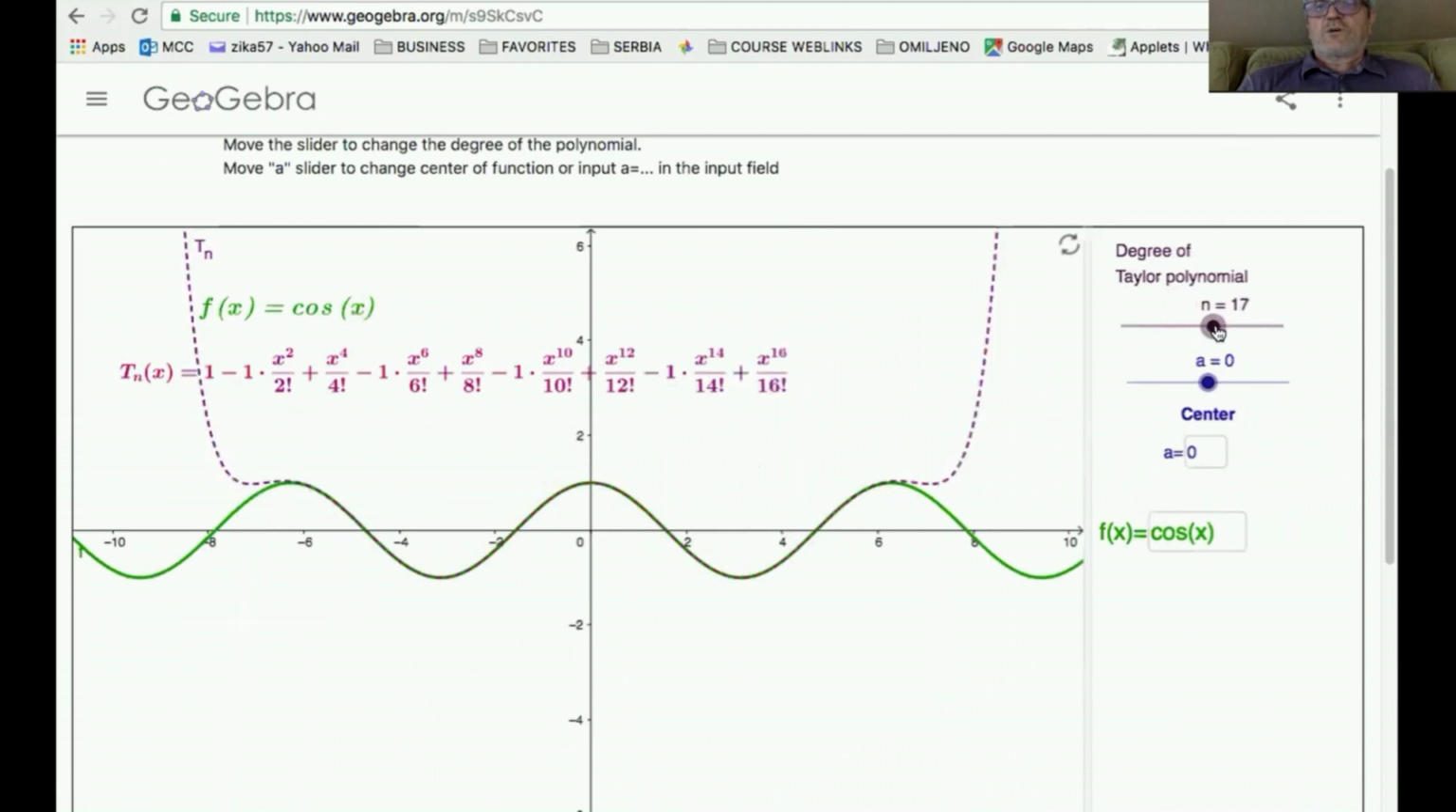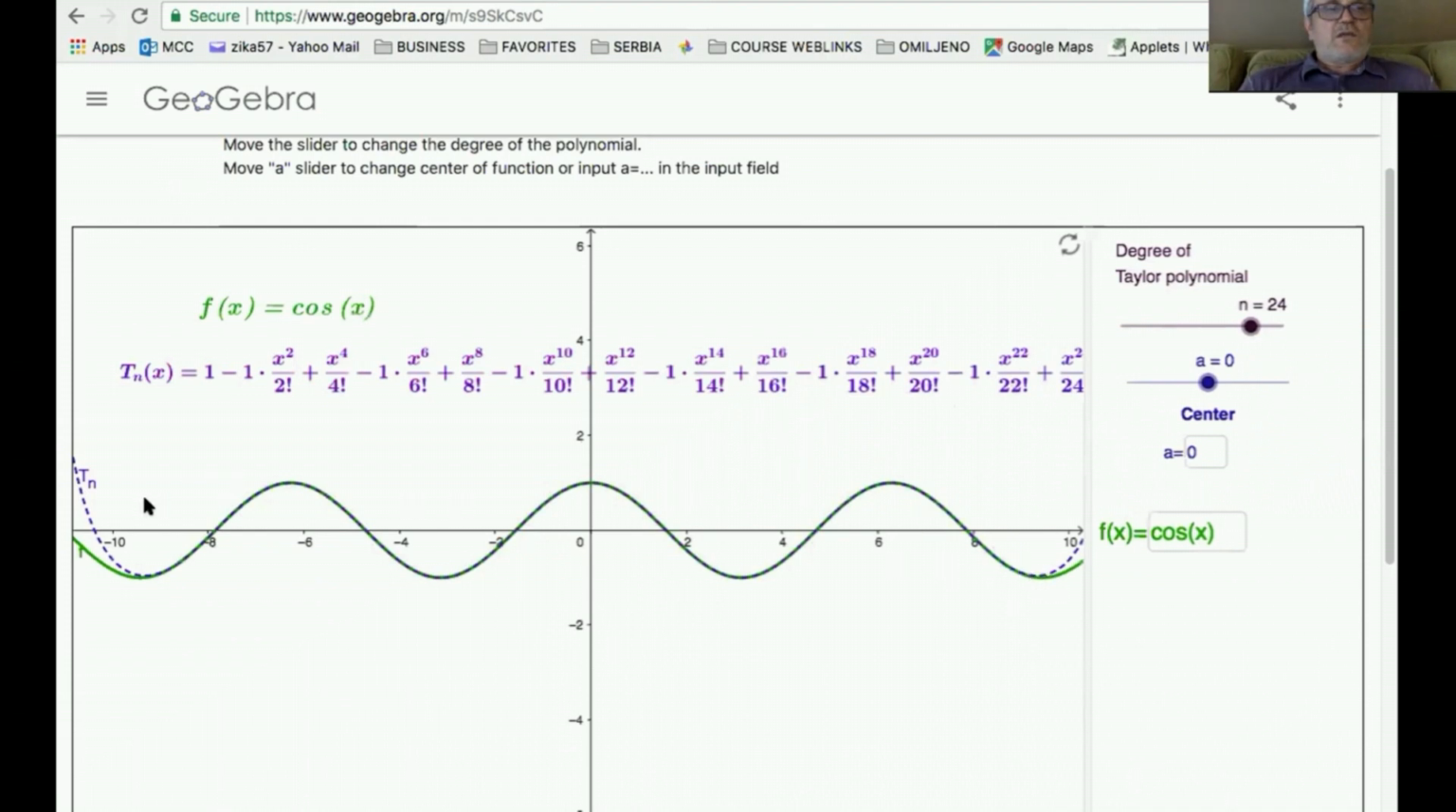And then if we go all the way to degree 24, here is that very long polynomial. But look how good this approximation is. Actually, it approximates our function quite well between -9 and 9. And of course, we will see in section 9.10 that if you go all the way to infinity, that means if you take an infinite series, then it will approximate it between -infinity and infinity.